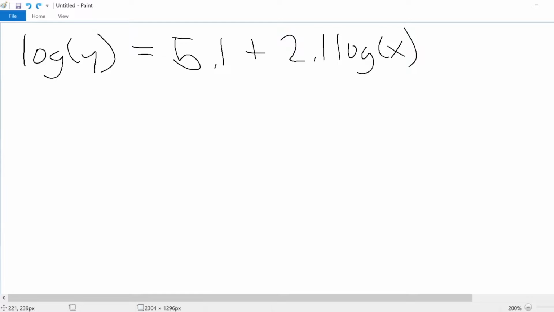Right now, we cannot do all too much with this, keeping it in the log term. So what we want to do is put y as some function of x here. So how do we do that? Well, let's try to get these logs out of here. How do we do that?